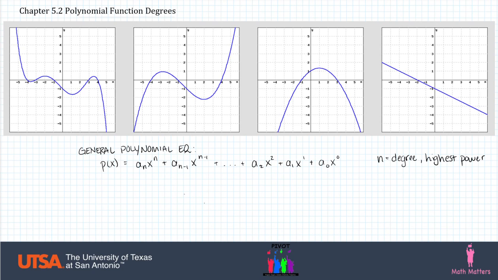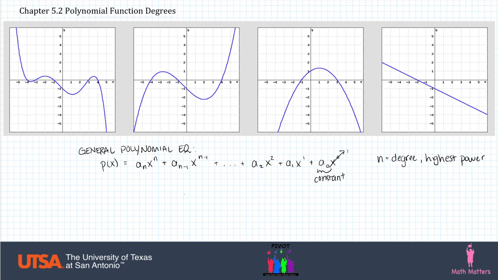So we start with x to the n, the highest power, and we keep adding terms in descending order until we get all the way to, let's say, a sub 2 x squared, or then a sub 1 x to the 1, which is just x, and then a sub 0 x to the 0 is just our constant at the end.